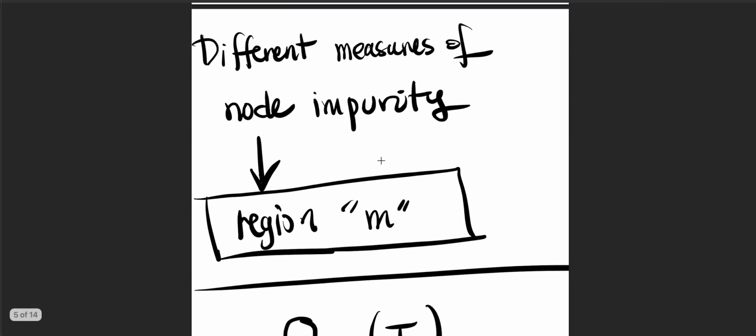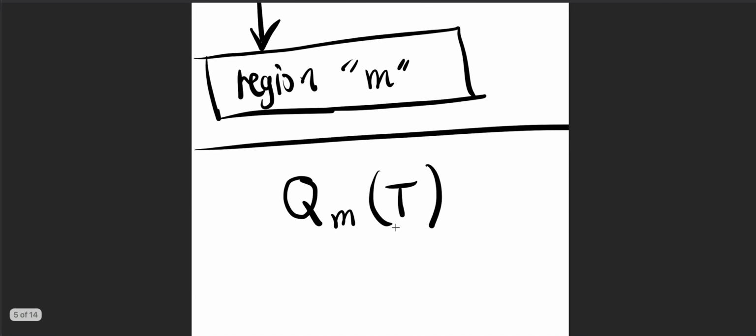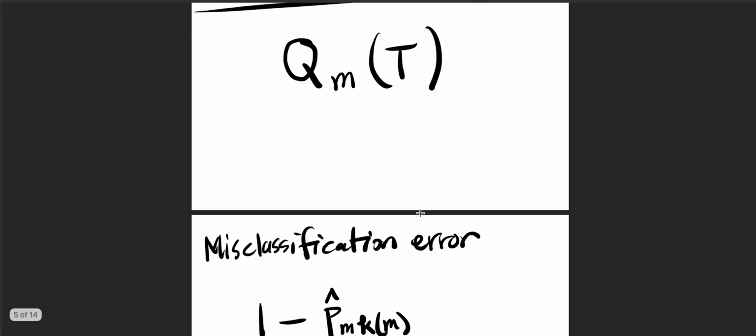So there are different measures of node impurity in region M. We call them Qm of T. T is the tree, M refers to the region, and Qm is the node impurity. For each region we have a measure, and then we sum over all the regions, and that will be our total loss.